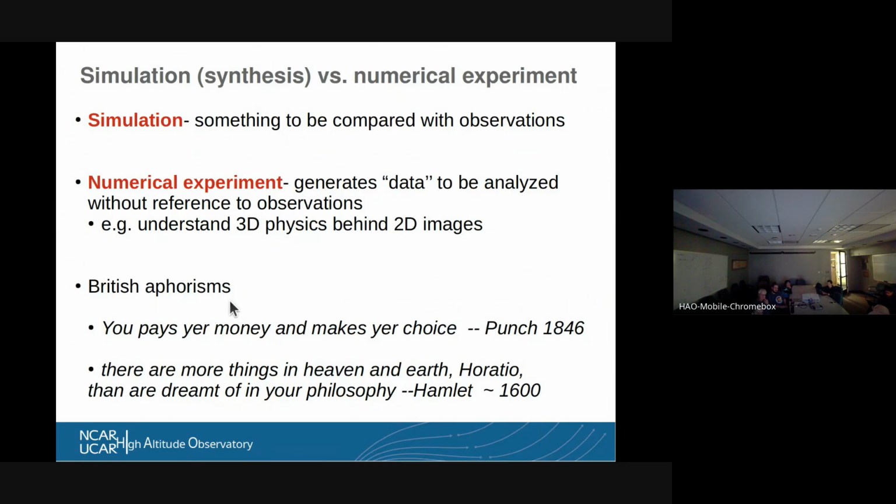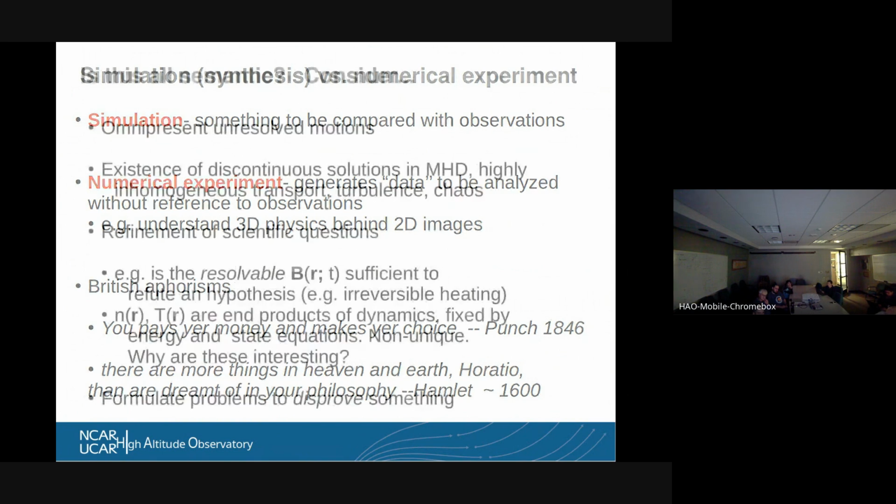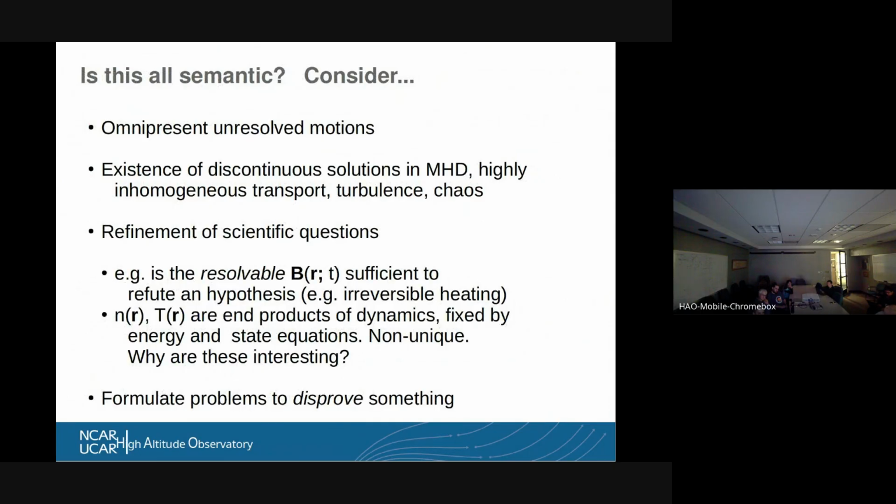And there are just a couple of sayings that make this interesting to note. You pays your money and it takes your choice. I mean, there's a choice being made here. I'm not going to say that people are wasting their time and just doing things. It's just that I think we're spinning wheels a bit. Is all this semantic?